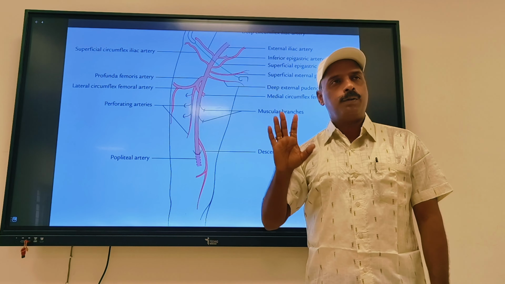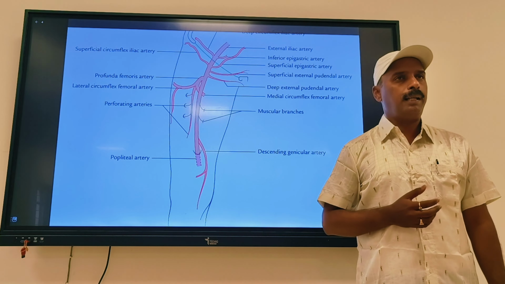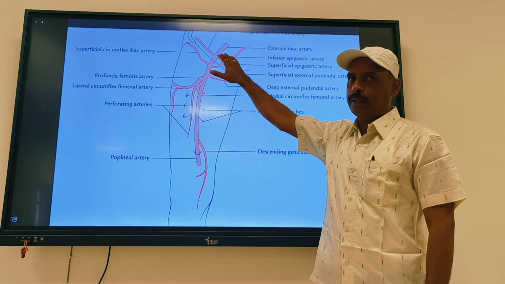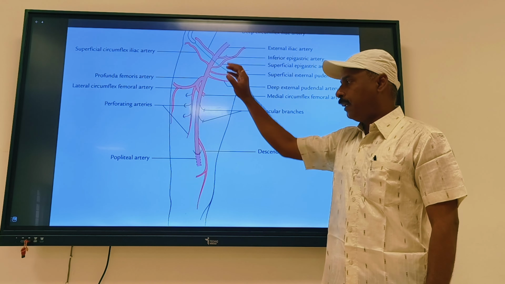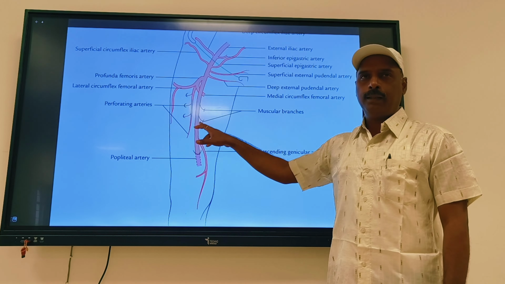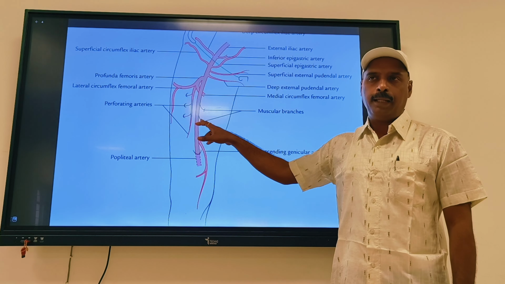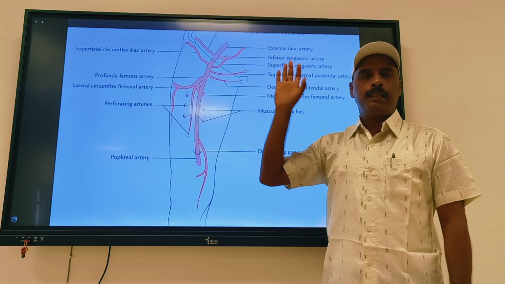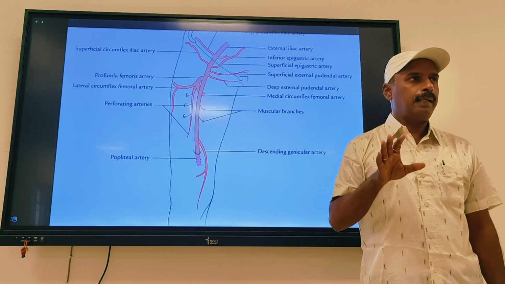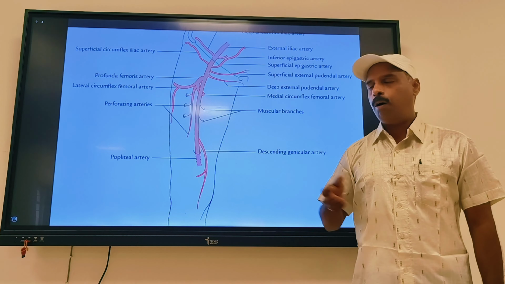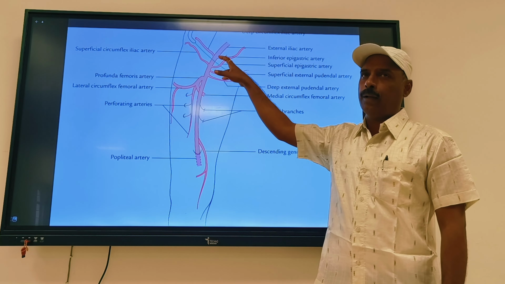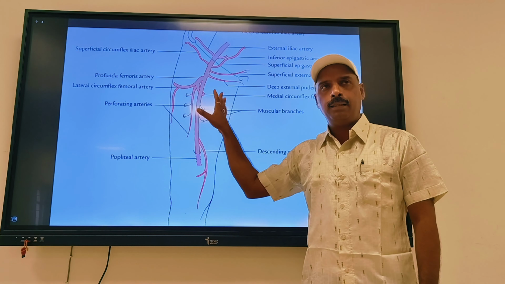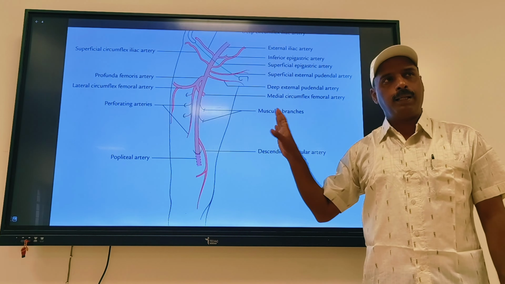So 3 points you have to remember in the clinical anatomy of the femoral artery. What I have told was pulsation of the femoral artery felt at the mid-inguinal point. Second one, I have told the stab wound at the apex of the femoral triangle may damage the femoral artery. Then as the femoral artery is superficial in the femoral triangle, it can be ligated or it can be used for cannulation. So all these 3 points you write as the clinical anatomy of the femoral artery.